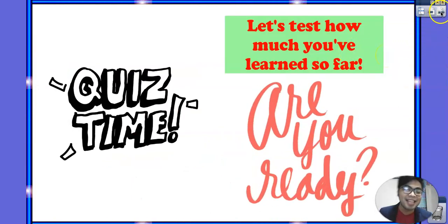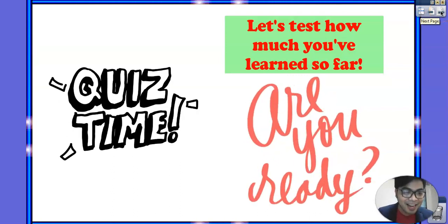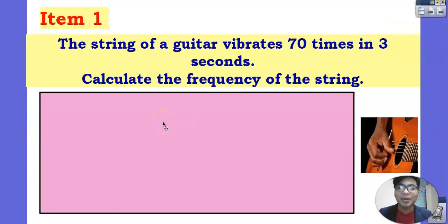Alright, so let's have some sort of quiz. Ready? Let's go. This is question number 1. The string of a guitar vibrates 70 times in 3 seconds. Calculate the frequency of the string. I'm gonna give you a minute to solve for this. Time is up. Let's see if you get it correctly.